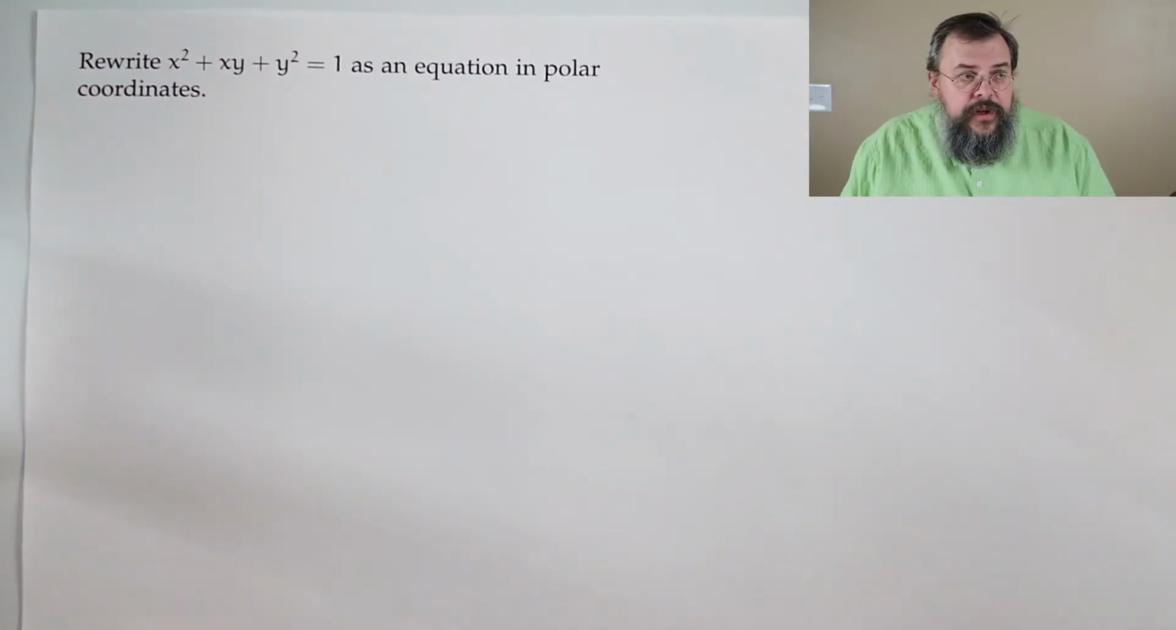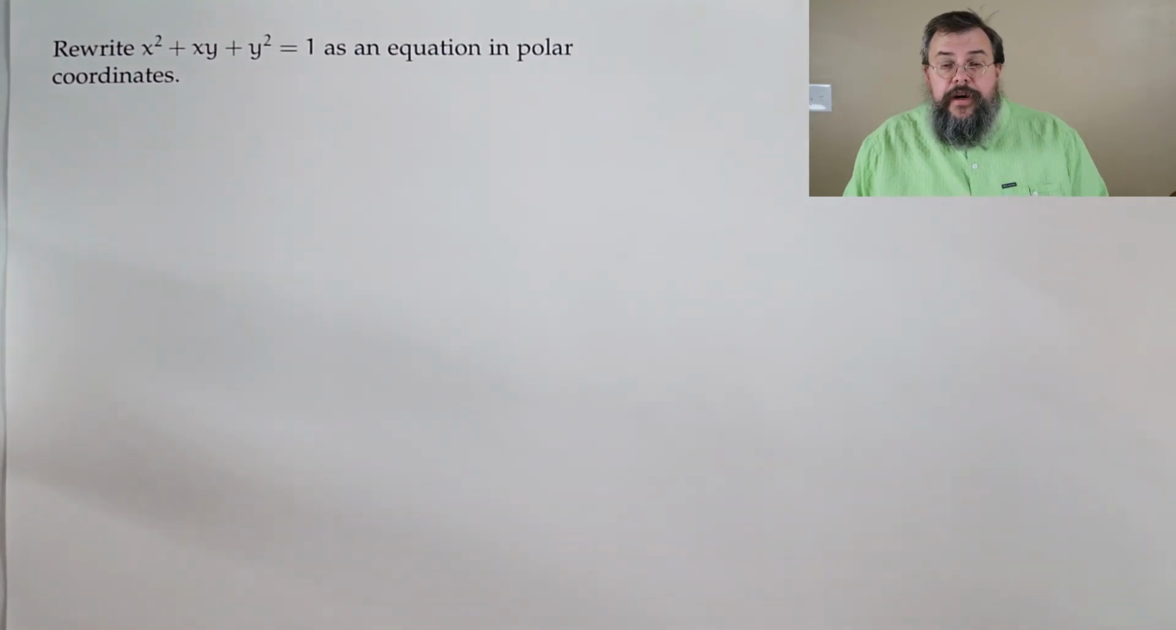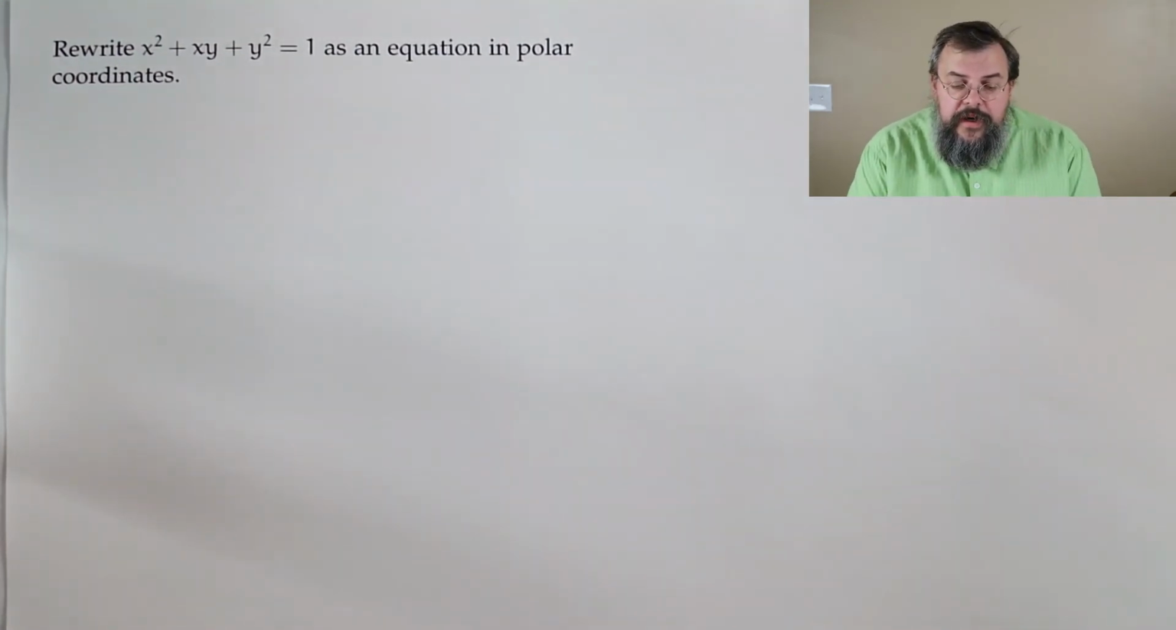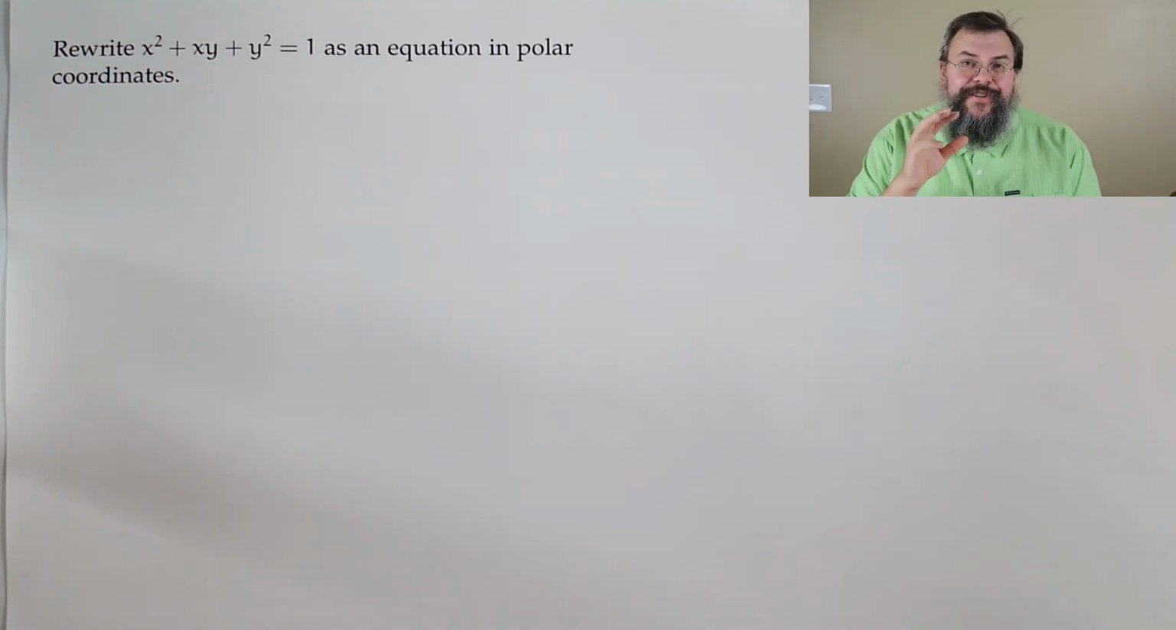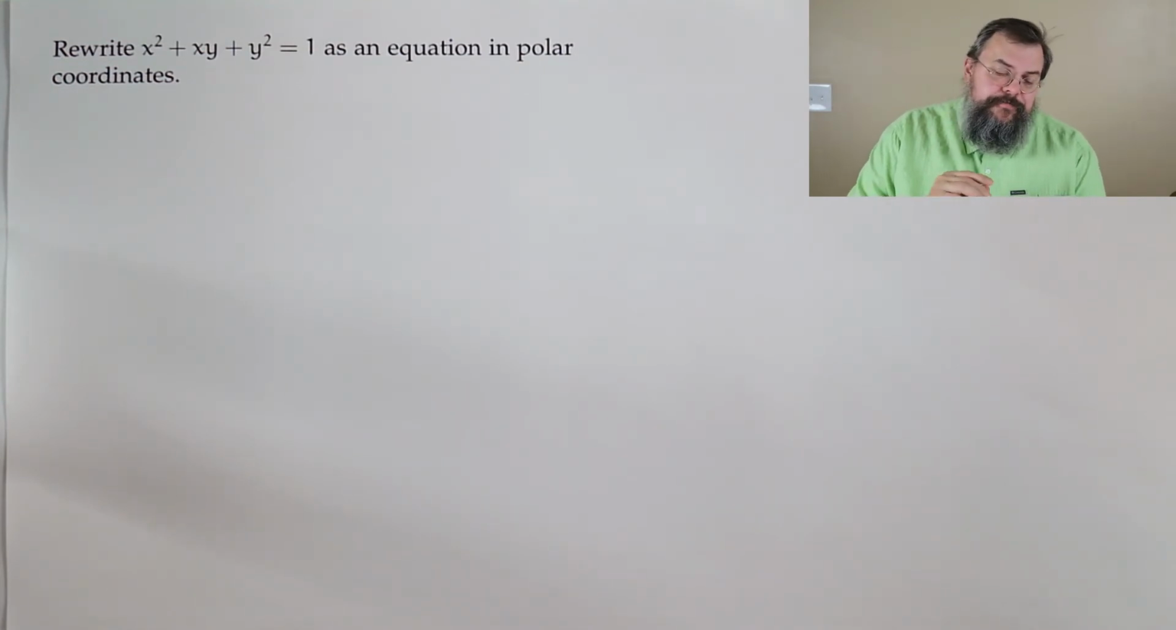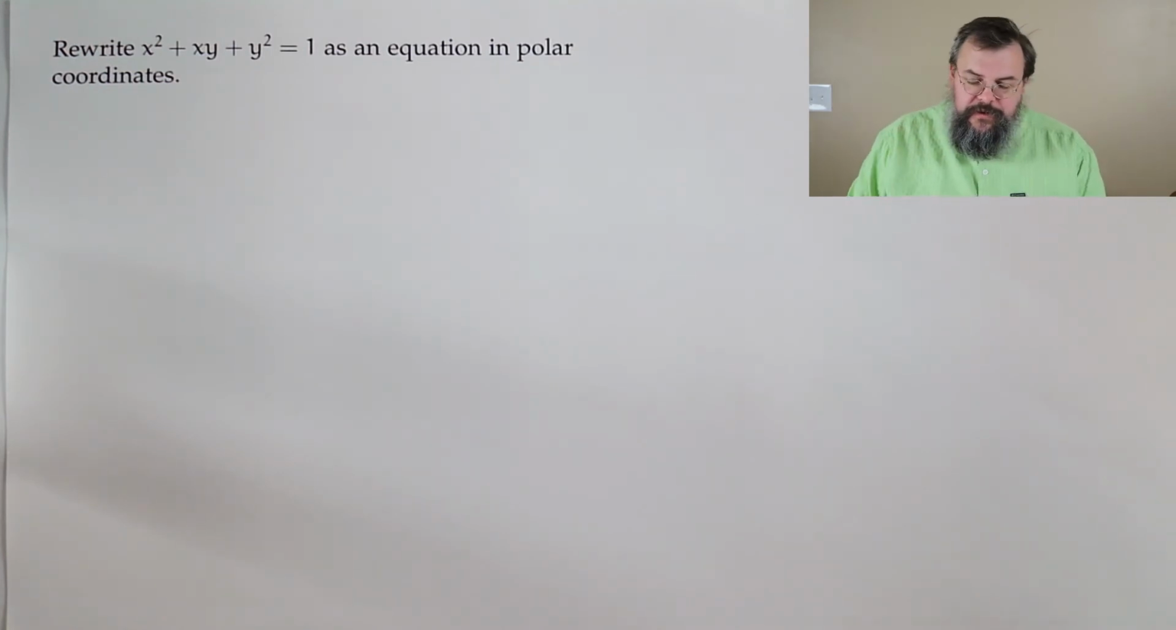All right, well, let's try another similar problem. Okay, here we go. Rewrite x squared plus xy plus y squared equals 1 as an equation in polar coordinates. Now, you might think x squared and y squared, oh, that sounds a lot like a circle. Well, it turns out it's not far off. The xy, though, does some interesting things to it. And so it's not quite a circle. But, okay, we won't go into it right now.